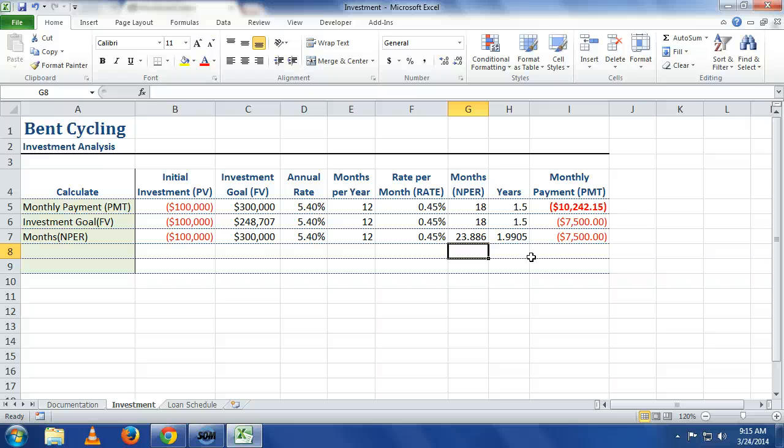Let's say she wants to look at things a little bit differently. And in this case, let's not say we want to start out with 100,000. We want to figure out how much we need to start out with if we want to get to 300,000 at 18 months, investing 7,500. So how much does my initial investment need to be? So in cell C8, enter initial investment.